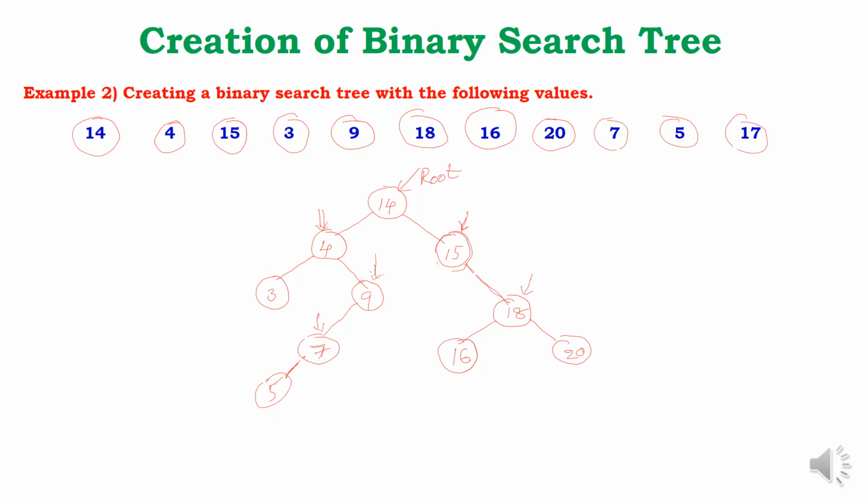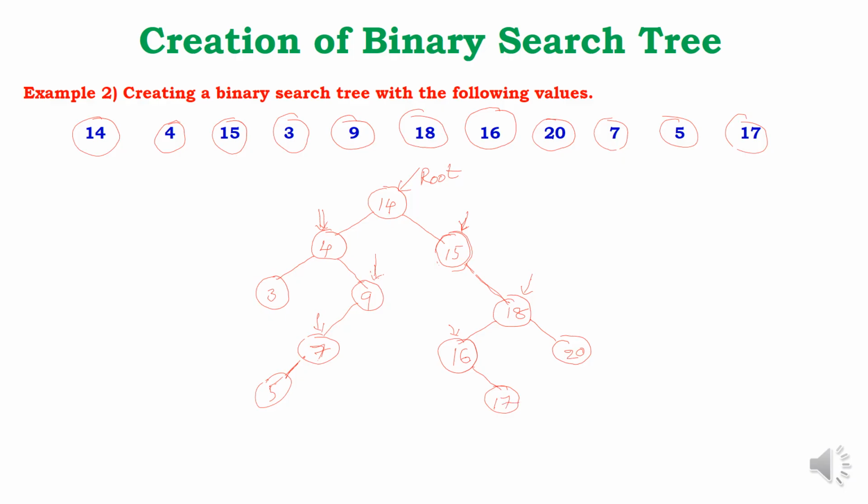Is 17 greater than 18 or less than 18? It is less than 18. It should come in the left subtree. But left is already filled. Go to 16. Is 17 greater than 16 or less than 16? It is greater than 16. It should come in the right subtree. So is right of 16 null? Yes, it is null. So we can add 17 as right node of 16.